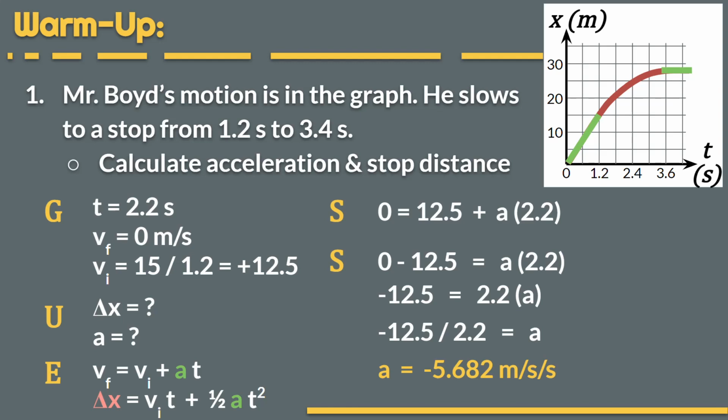Yes? Since this is on Open Math, we round it to 2 decimal points. Yeah, it should work fine. You can type it like that, or you should accept negative 5.68.